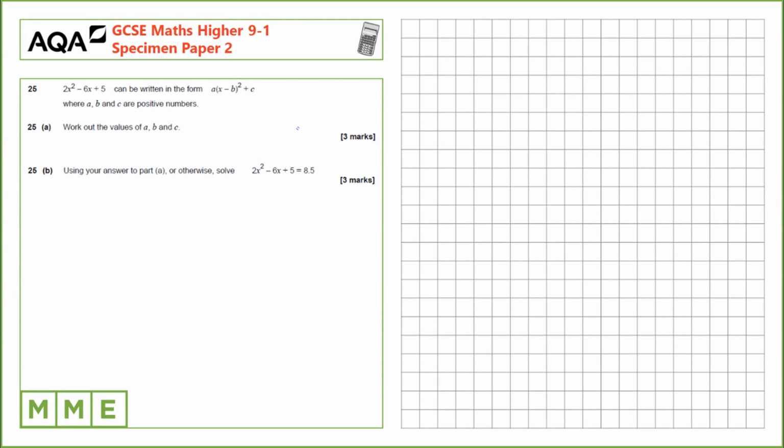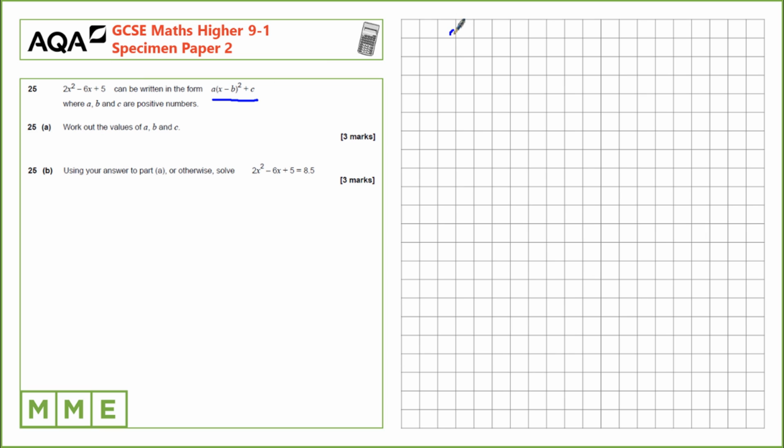Question 25. 2x squared minus 6x plus 5 can be written in the form a(x minus b) all squared plus c, where a, b, and c are positive numbers. Work out the values of a, b, and c. This format tells us that we need to complete the square on this expression.